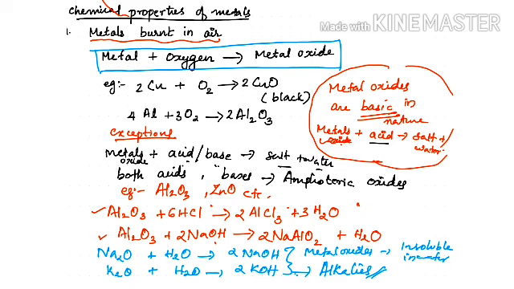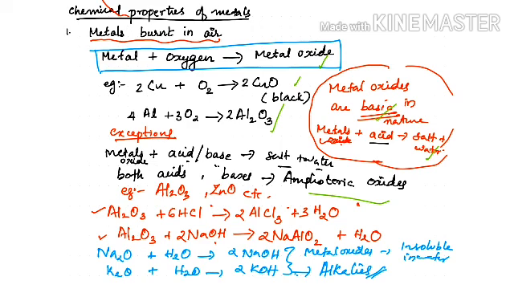What are the chemical properties of the metals? Metals will react with the oxygen to produce metal oxides. Examples: copper plus O2 gives copper oxide, aluminum plus oxygen gives aluminum oxide. Then we have studied that metal oxides are normally basic in nature because metal oxides can react with the acid to produce salt and water. But there are certain metal oxides which can react with both the acids and bases to produce salt and water. Such metal oxides we call it as the amphoteric oxides. So amphoteric oxides will have a basic nature as well as the acidic nature. Common examples are aluminum oxide and zinc oxide.